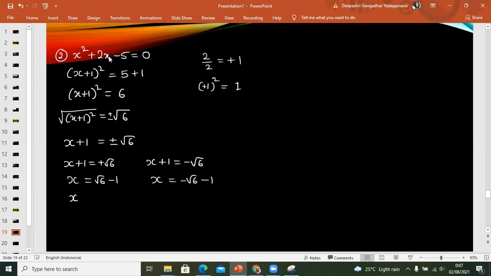Or else you can also write this as x equals root 6 minus 1 on this side, and on this side, minus 1 minus root 6. This also can be written. Both ways are the same, both the answers are the same.